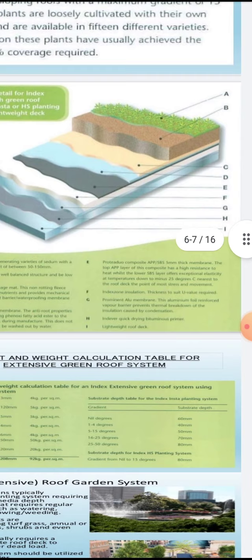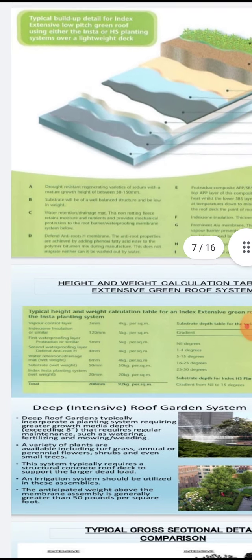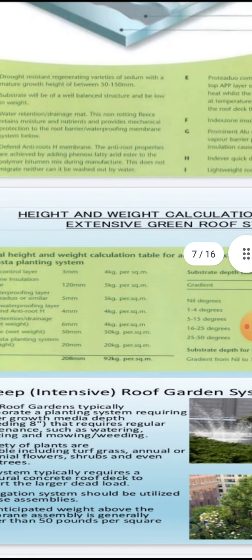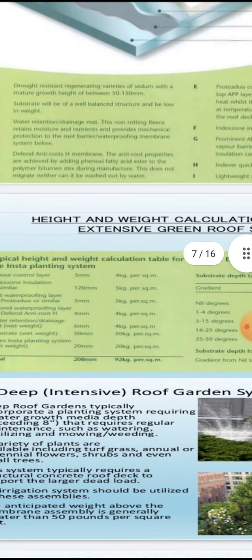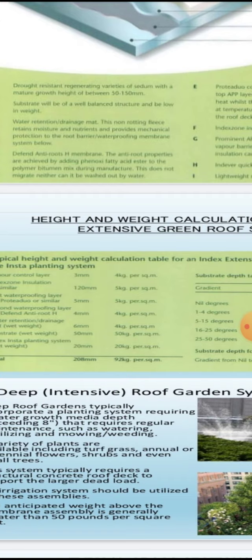Here you are observing the labels: A, B, C, D, E, F, G, H, I. So what is it? Here are the explanations. A means certain drought resisting varieties, and generally they are at the top.